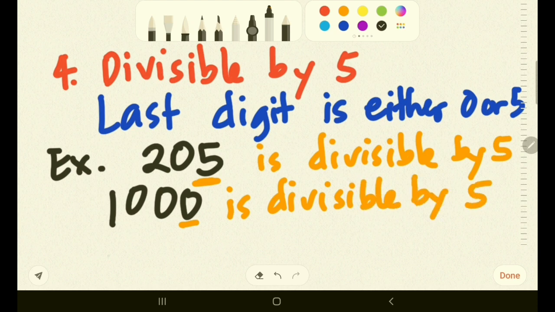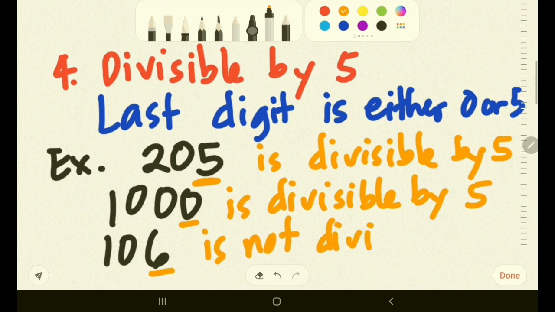Another example. 106. This number ends with 6. So it is not 0 or 5. That means 106 is not divisible by 5.